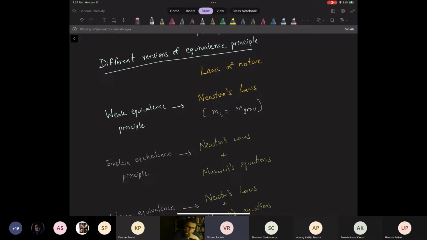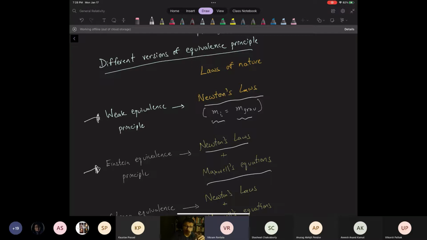The weak equivalence principle assumes that this statement of equivalence between freely falling in a uniform gravitational field and inertial observers is true for Newton's laws. That's just by the observation that inertial mass is equal to gravitational mass. So this is a weak version of the statement. A slightly stronger version is that this applies not just to Newton's laws, but also to laws that govern things like electrodynamics. So it applies to Newton's laws and Maxwell's equations as well.